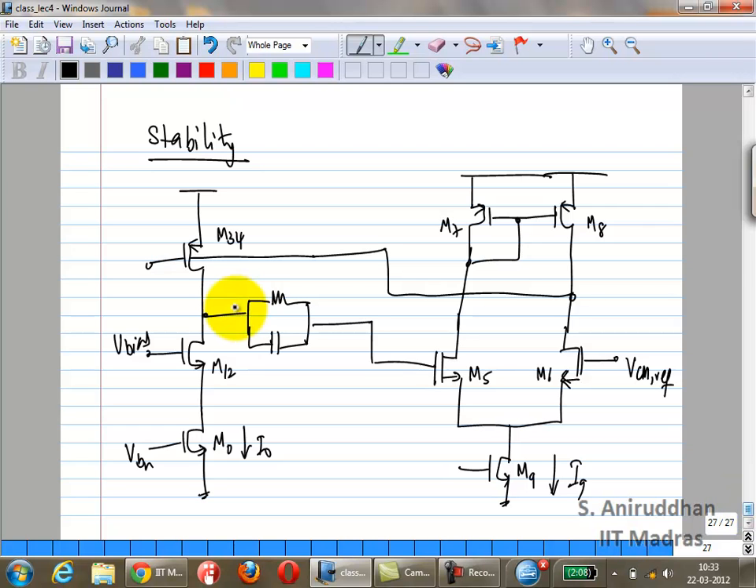So this M12 is just M1 plus M2 and M34 is just M3 plus M4. Okay. So now how do you analyze this? This is your common mode feedback loop, like the common mode equivalent circuit with the feedback loop. How do you analyze this?